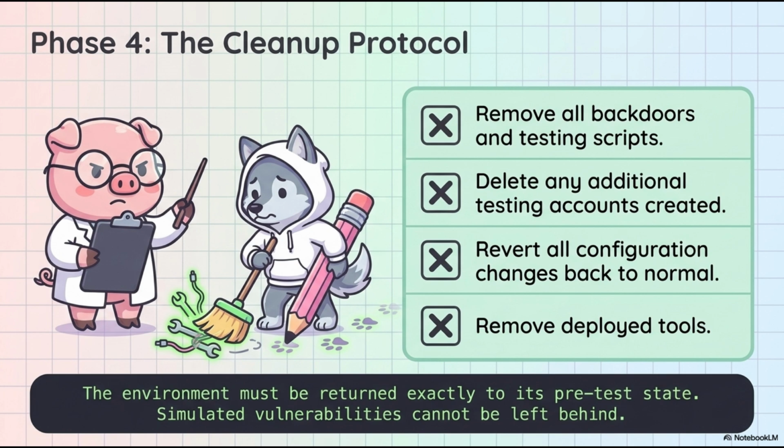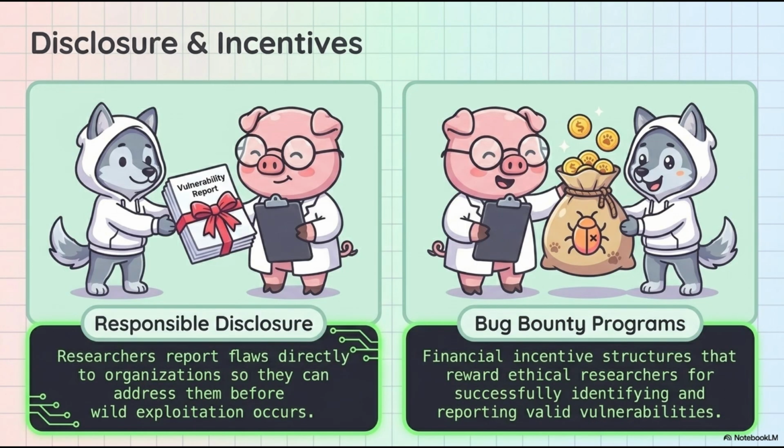Cleanup is essential after a penetration test. Testers must remove accounts, scripts, tools, and configuration changes introduced during testing. Responsible disclosure programs allow researchers to report vulnerabilities so organizations can address them before exploitation occurs. Bug bounty programs incentivize researchers to identify and report valid vulnerabilities.